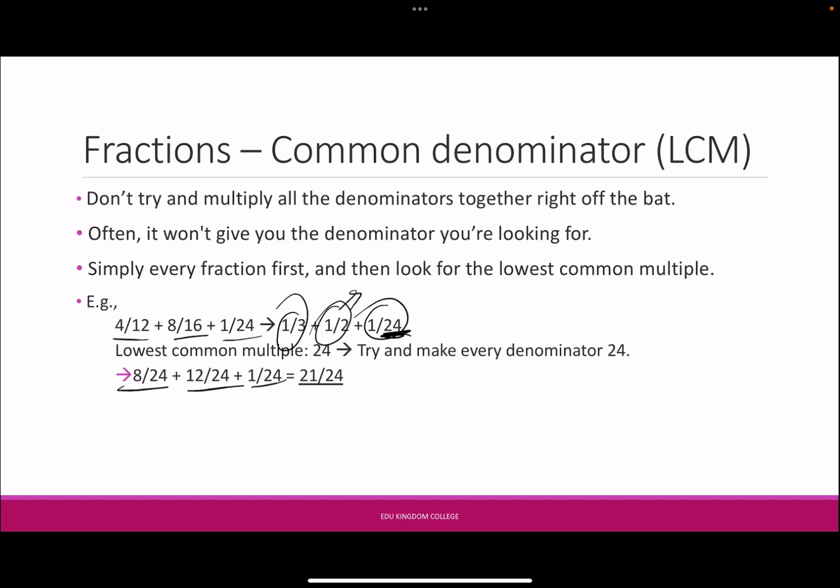Now imagine you'd multiplied them all together. Your denominator would be like 132 or something. So try not to do that.